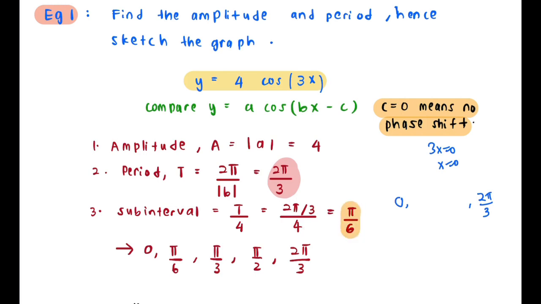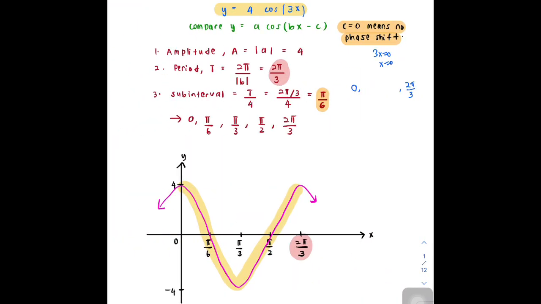So what's the meaning of this pi over 6? Meaning that from 0 to 2 pi over 3, you will add pi over 6, add another pi over 6, add another pi over 6, another pi over 6, until finally you get the final period here. So let's do this here. 0 plus pi over 6 is pi over 6, plus another pi over 6 is pi over 3, plus another pi over 6 is pi over 2, and finally plus another pi over 6, it is 2 pi over 3. So this is the first subinterval, this is the second one, this is the third one, and this is the fourth one.